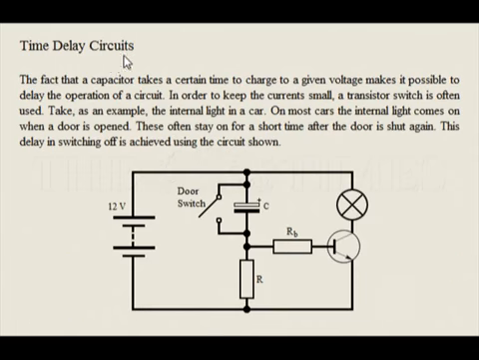Time delay circuits. The fact that a capacitor takes a certain time to charge to a given voltage makes it possible to delay the operation of a circuit. In order to keep the current small, a transistor switch is often used. Take as an example the internal light in a car. On most cars, the internal light comes on when the door is opened. These often stay on for a short time after the door is shut again. This delay in switching off is achieved using the circuit shown.